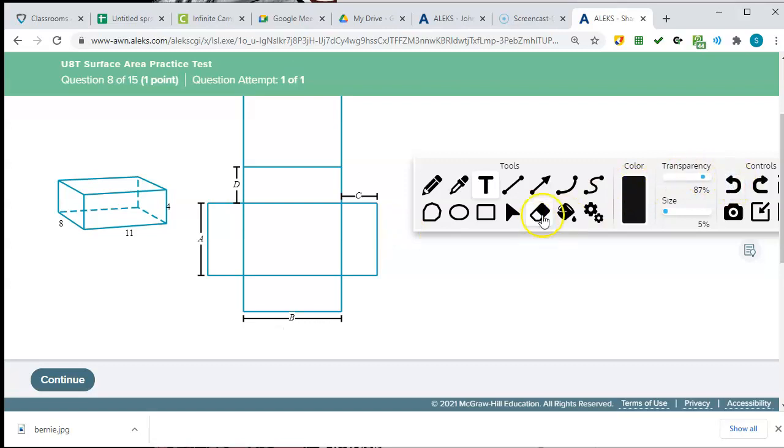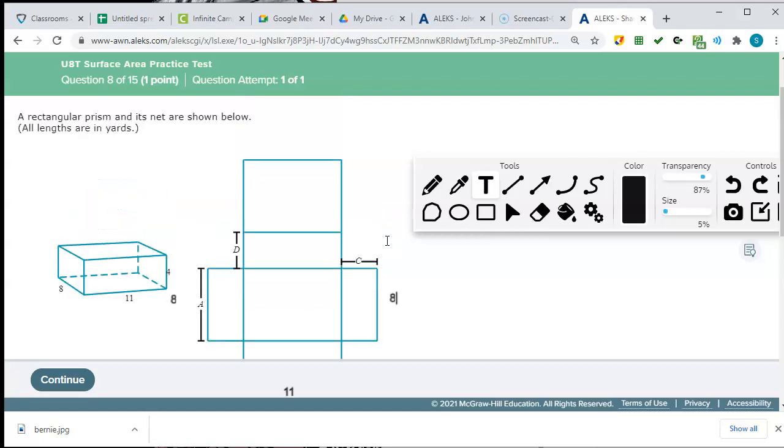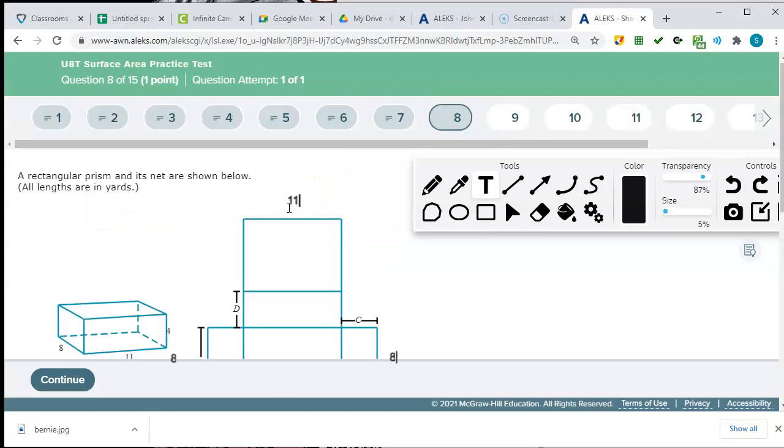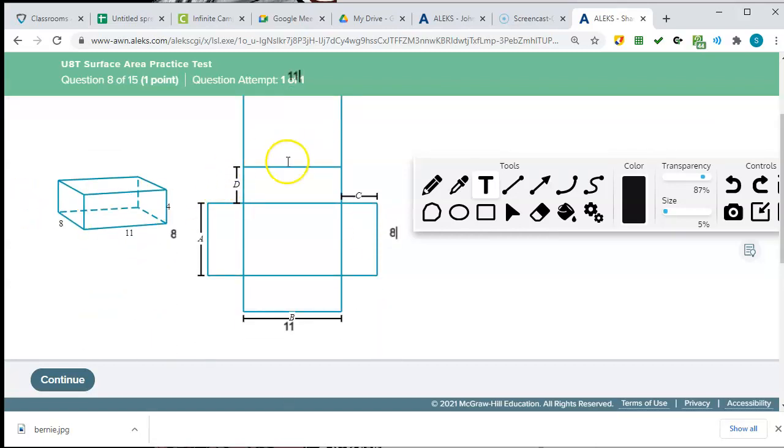Oh, I just erased all the ones. 11, and then this one is 8, and I'm going to put an 8 over here to remind me of that, and put the 11 up here. And then our last side, the short side, is 4, and that is going to be both this edge here and this edge here. So you could put a 4 in each one of these corners to help remind you that every short edge here is a 4.